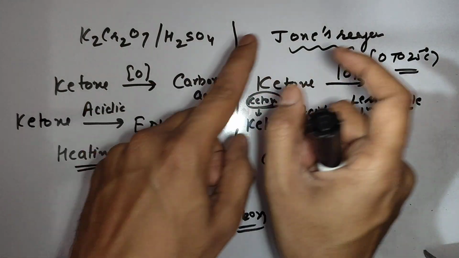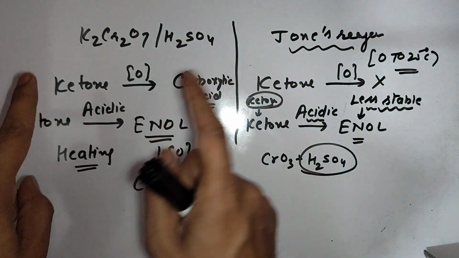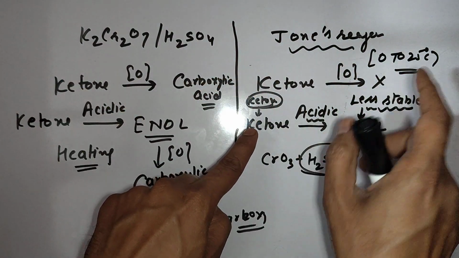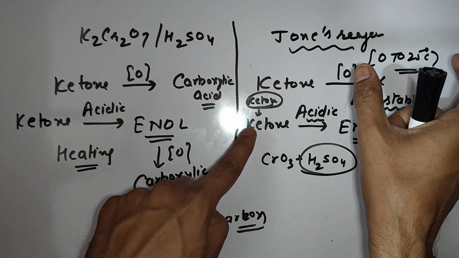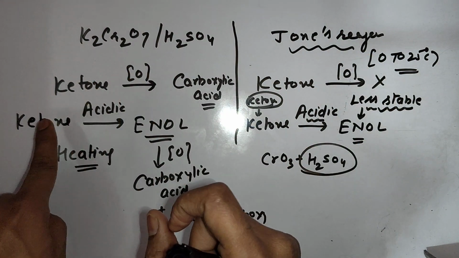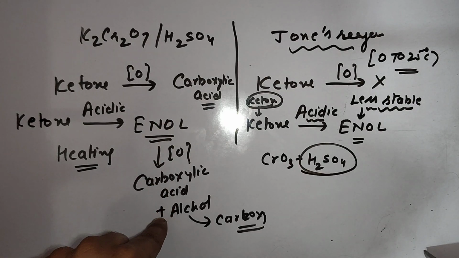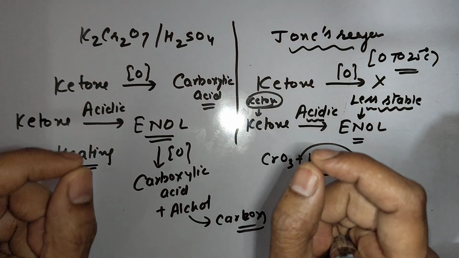This is the point where Jones reagent differs from K2Cr2O7. Jones reagent can't oxidize ketone further because of its low temperature condition. Less heat is available. But K2Cr2O7 can convert ketone further to enol, and enols will further oxidize to carboxylic acid due to its high temperature.